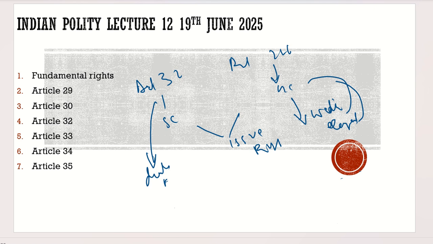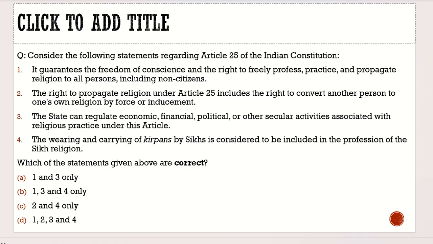Now coming to the last part, let's try to solve a question here. The question says, consider the following statements regarding Article 25 of the Indian Constitution. First statement, it guarantees freedom of conscience and the right to freely profess, practice and propagate religion to all persons including non-citizens. Correct. Second, the right to propagate religion under Article 25 includes the right to convert another person to one's own religion by force or inducement. Totally incorrect. We discussed that. Option 2 is incorrect. We can eliminate these two options.